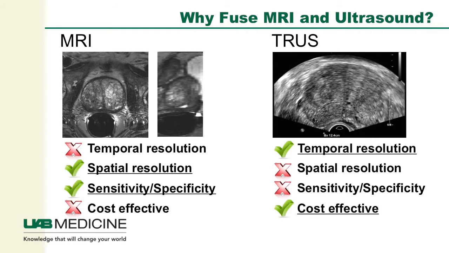So why fuse MRI and ultrasound? It takes the best from each of these imaging modalities. It uses the fine spatial resolution of soft tissues that MR provides. It also incorporates the high sensitivity and specificity which has been shown on MRI in identifying areas of cancer versus benign tissue within the prostate gland. But then again, it uses the transrectal ultrasound, which is very cost-effective, and temporal resolution in real time is available in all urologist offices for standard biopsies that they've been performing for the past 2 to 3 decades.